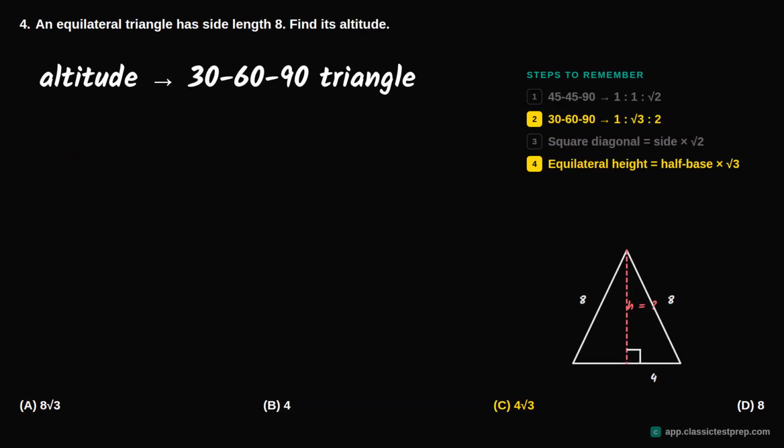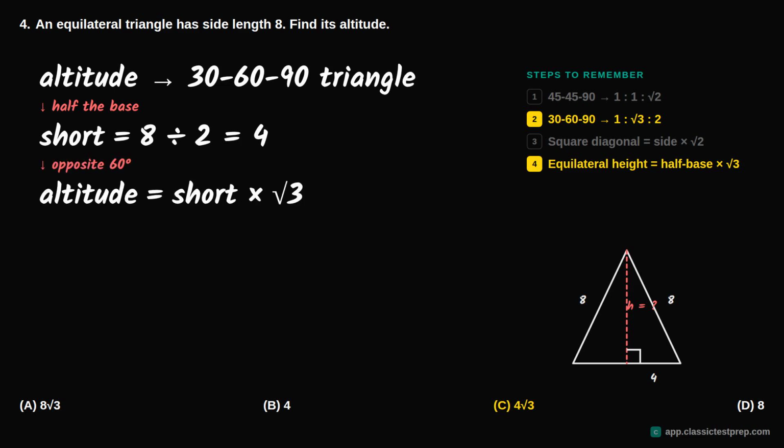Final one here. An equilateral triangle has a side of 8. Find its altitude. So step 4 is to know that an equilateral's height is half the base times root 3. You can figure this out by splitting it into two 30, 60, 90 triangles and working from there with your special triangle ratios or even the Pythagorean theorem.